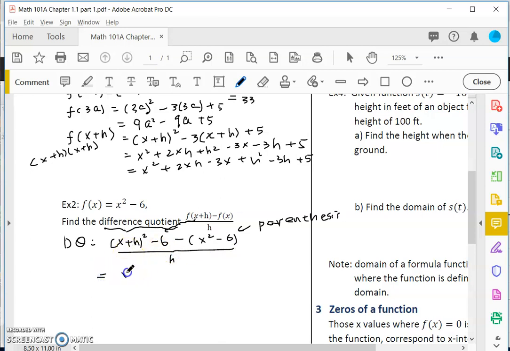X plus h squared, we just did, is x squared plus 2xh plus h squared, minus 6, minus x squared, and then plus 6. Why? Because I need to distribute.